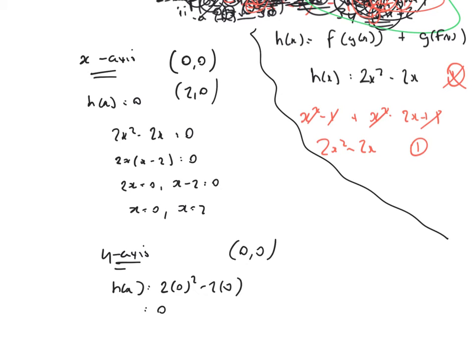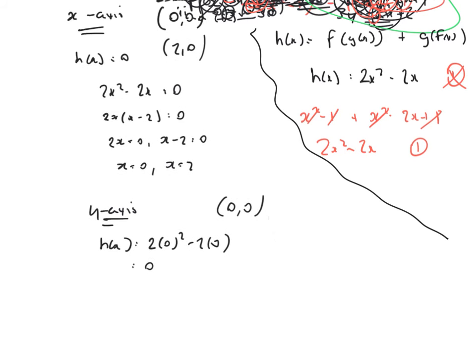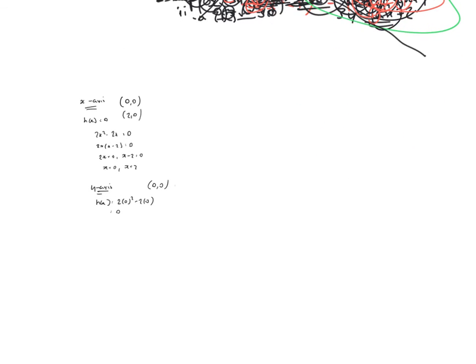Okay, let's put that aside. That's where I cut the axis. I cut the axis at (0, 0) and (2, 0). And now let's go after the stationary points. Okay, so that means that I need to differentiate the function.